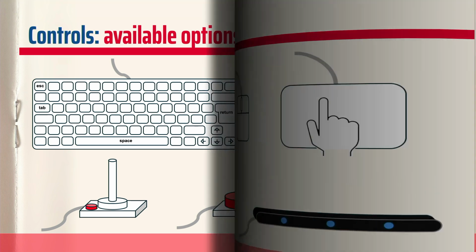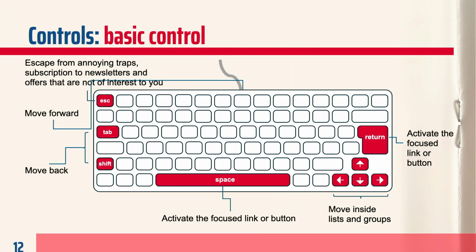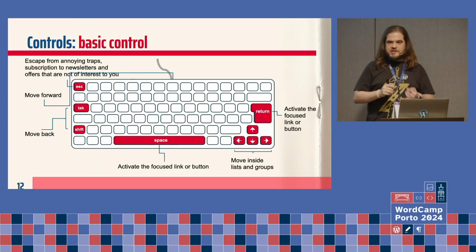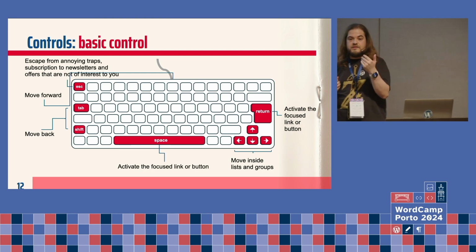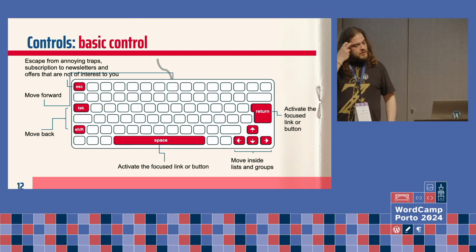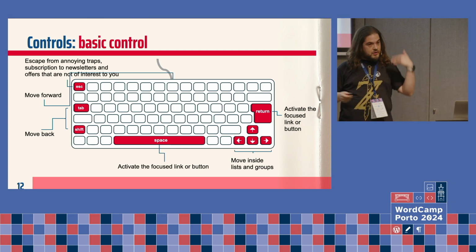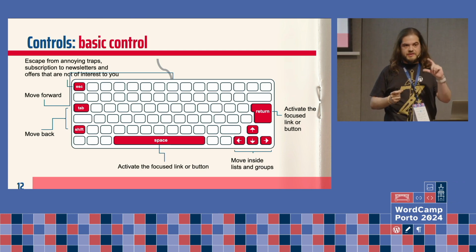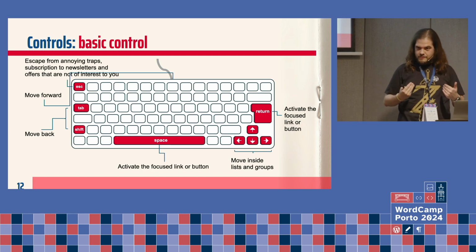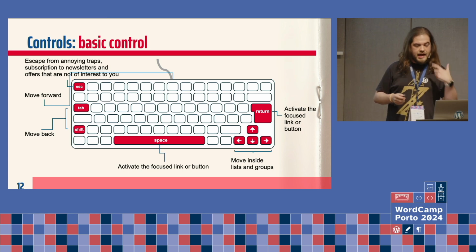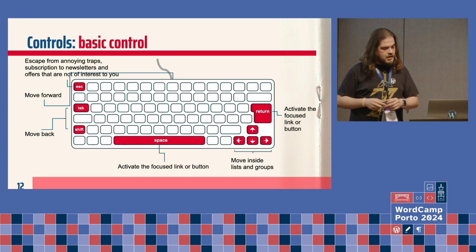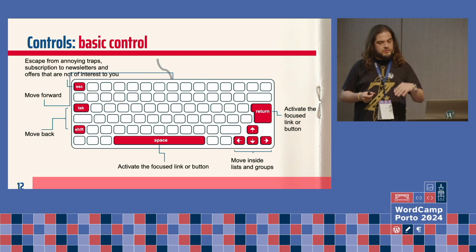But the basic controls. You have the escape button. That button will let you escape from annoying traps, subscriptions to newsletters, and offers that are not of your interest. With the tab button, you move forward. With the shift tab combination, you move backward. With the space and enter buttons, you can activate the focused link or button, and with the arrow keys, you will move through lists and groups.